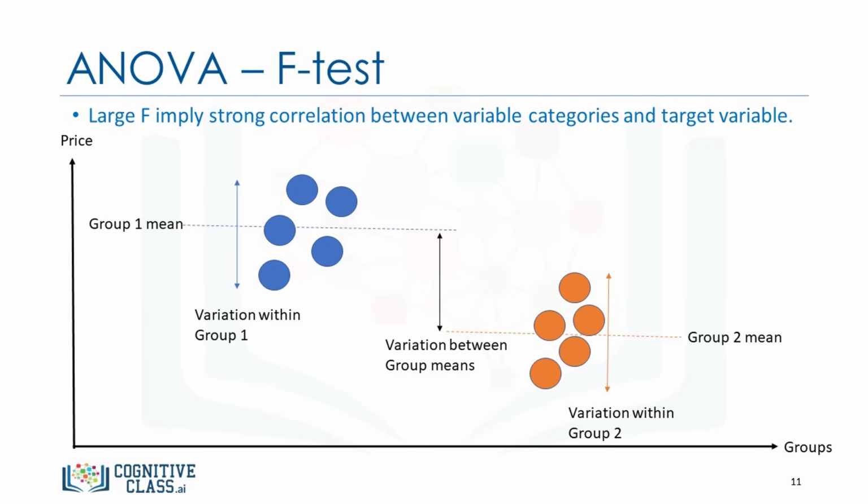In this second diagram, we see a case where the F-test score would be large. The variation between the averages of the two groups is comparable to the variations within the two groups. Assume that Group 1 is Jaguar and Group 2 is Honda. Both are the make feature categories. Since the F-score is large, thus the correlation is strong in this case.